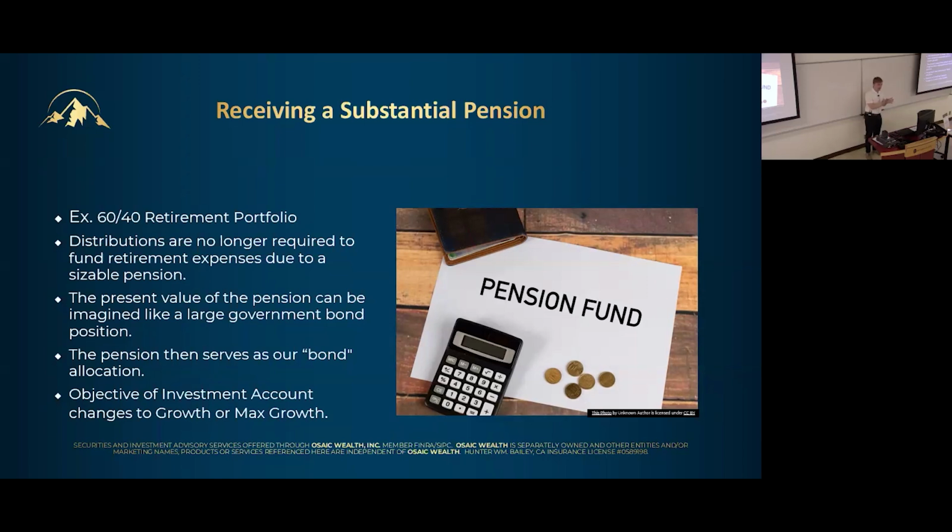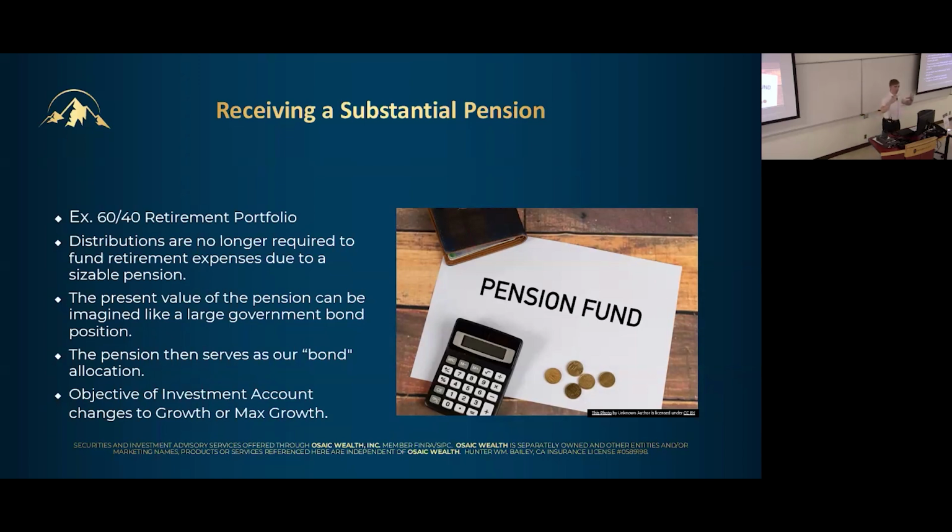And now you can say, oh, maybe I can be a little bit more aggressive with my funds, because now you're creating a more balanced picture overall. So the present value of that pension can be imagined like a large government bond position. If you use something like a financial calculator, plop in a couple numbers, I want to consider it to be 4% yield or 5% or 3%, whatever you feel like.